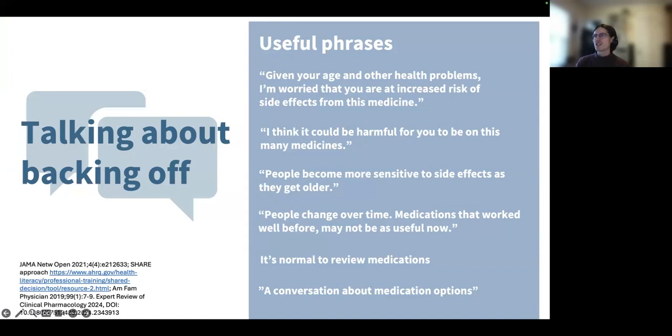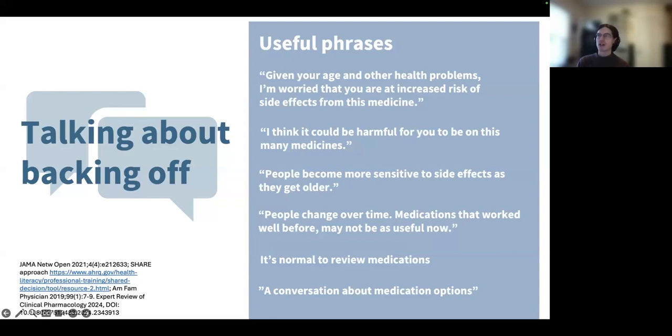One of the challenging things when it comes to backing off of diabetes medications is that people have been told for years, get your numbers as low as possible. And people might struggle with the fact that what was once considered to be good control is now considered over-treatment. So we need to think really carefully about how we're framing things when we're having discussions with patients.